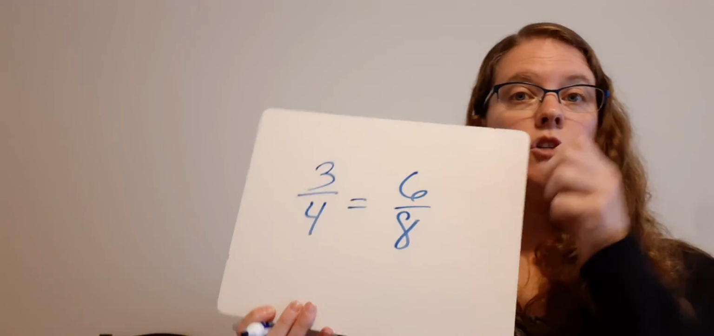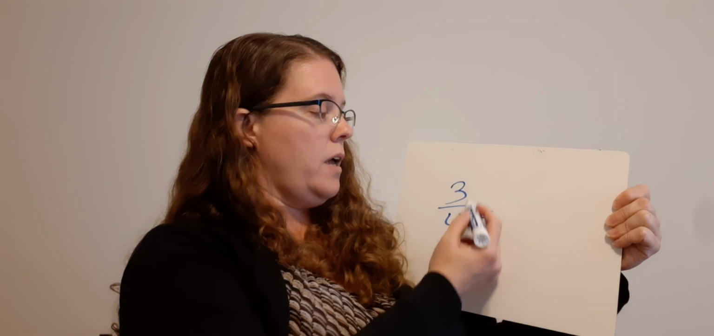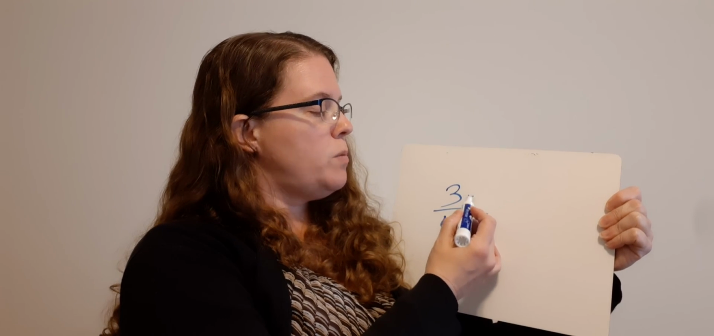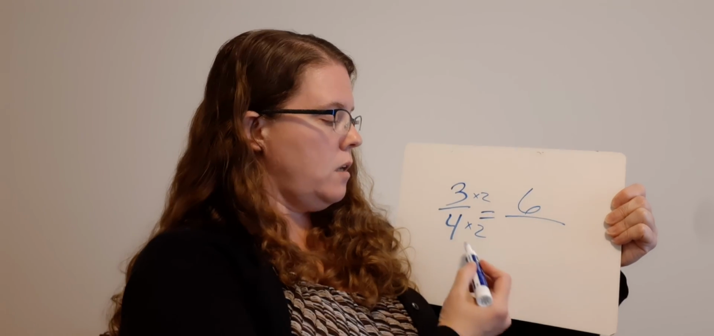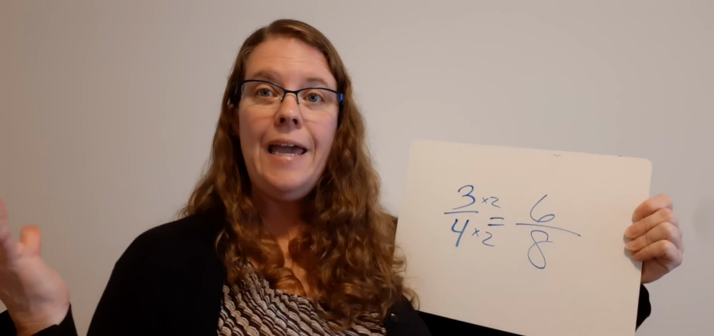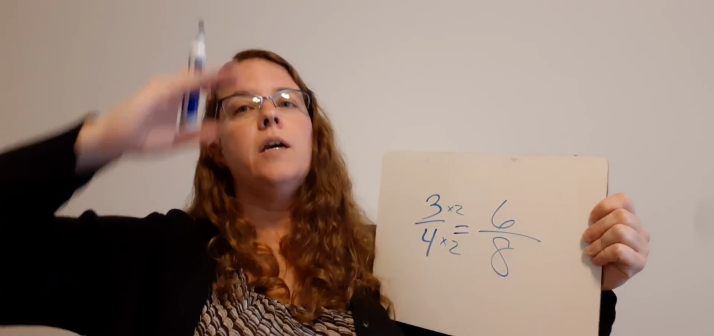All right. And just like I showed you in the last one, if we didn't have the model and I wanted to find an equivalent fraction to 3/4, all I have to do is multiply the denominator and the numerator by the same number. So if I just pick 2, 3 times 2 is 6, 4 times 2 is 8. Imagine that. As long as you do the same thing to the numerator as you're doing to the denominator. They both have to have the same thing done to them. Otherwise, it won't work.